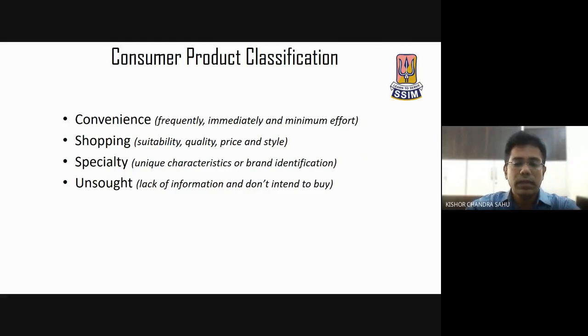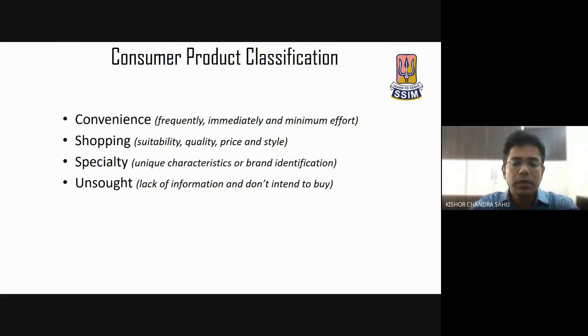For example, I would say when you go for cars, or any higher-priced items, such as a high-end camera, photographic equipment, or some designer clothes, or any household appliances like your refrigerator, washing machine. These are all specialty products. The next is unsought products.